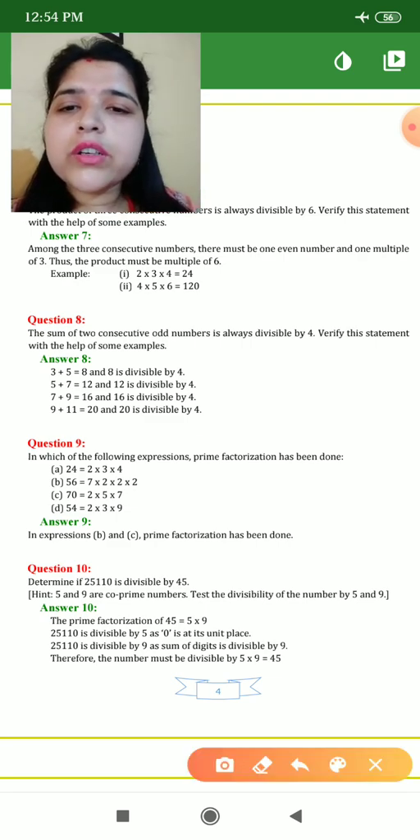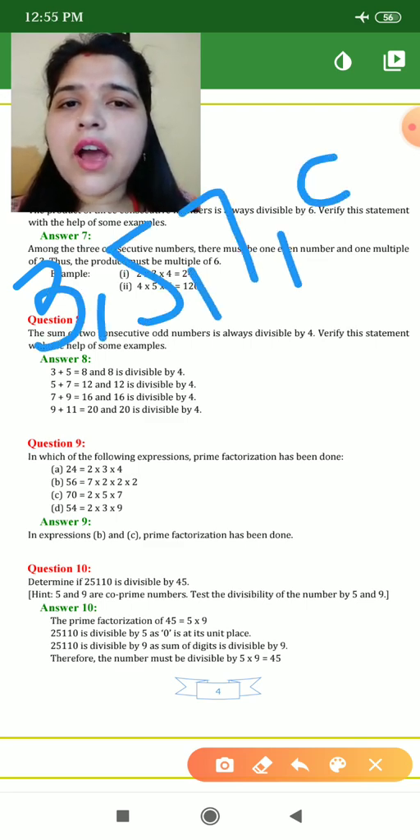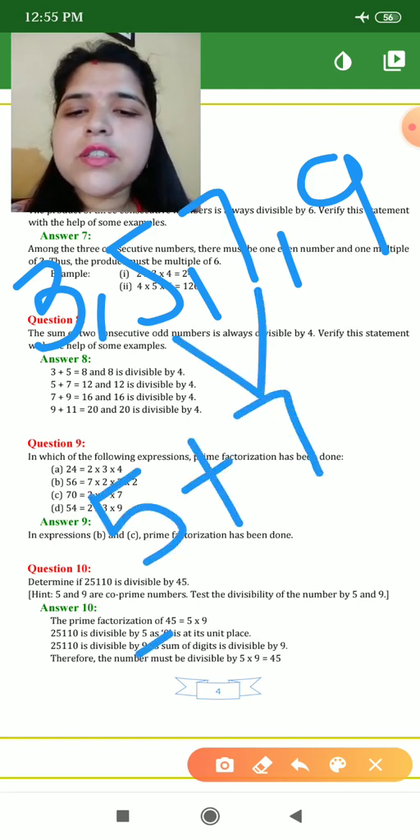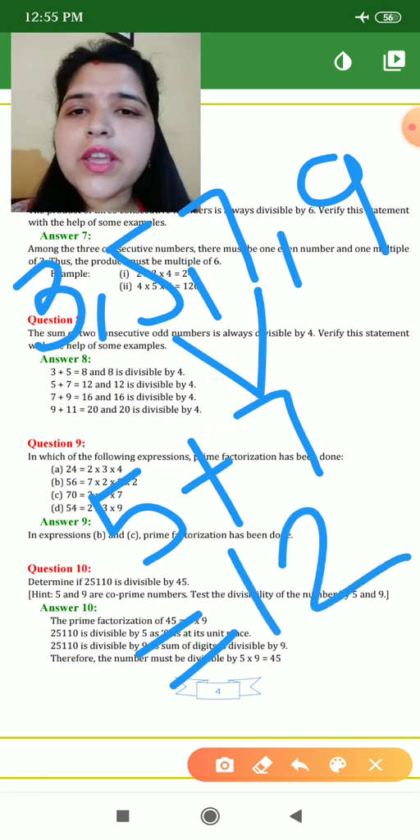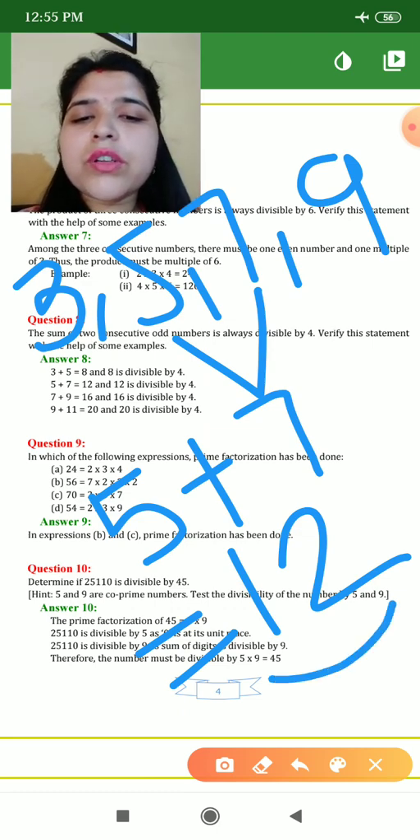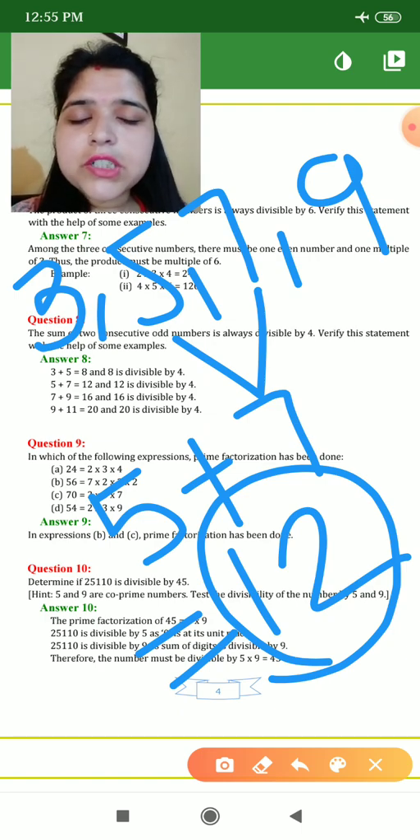So what odd numbers do you have? 3, 5, 7 and 9. Same way, take any two odd numbers. Take these two odd numbers. 5 plus 7 is equal to 12. It is saying the sum of any two odd numbers should be divisible by which number? 4. Now 12 divided by 4, it is divisible. Yes, so 4 threes are 12, completely divisible.